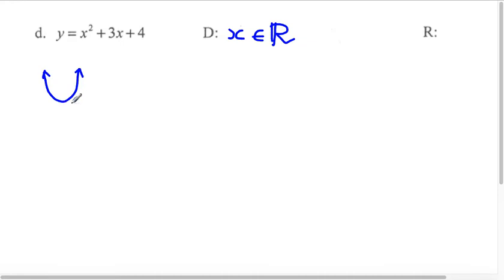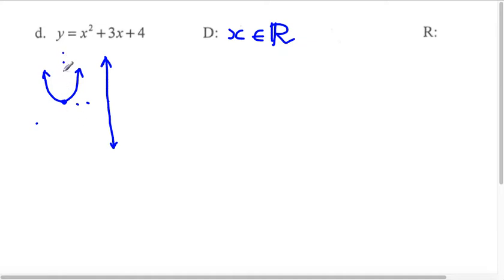Now, when we think about it, the range is going to be above a certain value. We don't know yet what that is, but we know that the minimum y value is going to be where the vertex is. So the y coordinate of that vertex will give us the minimum value of the range. Your range will be anything above that and itself. So let's check, how are we going to find the y value of this vertex?